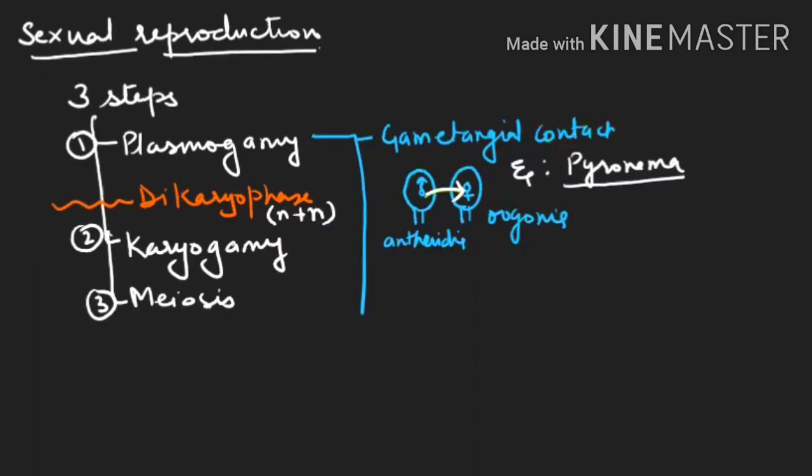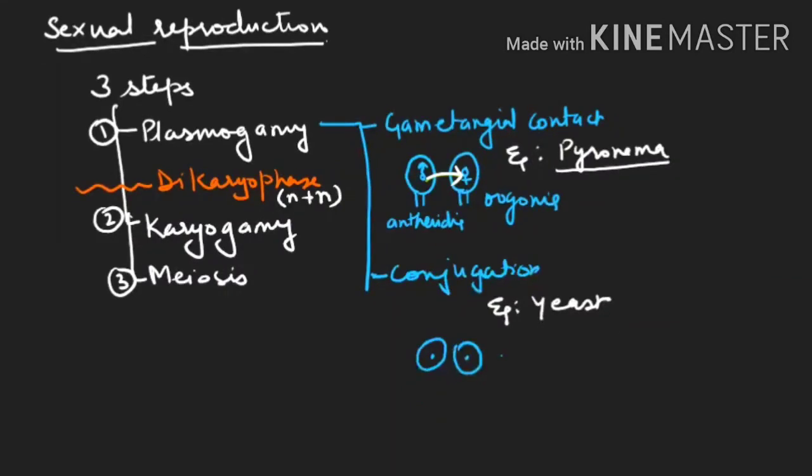Then we find they also go for direct conjugation. Conjugation is seen in the unicellular fungus, that is yeast. The example of conjugation is yeast. In conjugation, see, this is one yeast cell. Okay, this is a second yeast cell. The 2 yeast cells will fuse. They will fuse. This is known as conjugation.